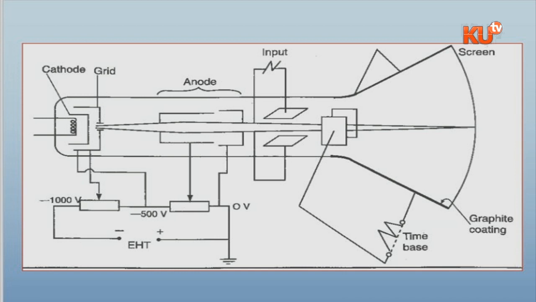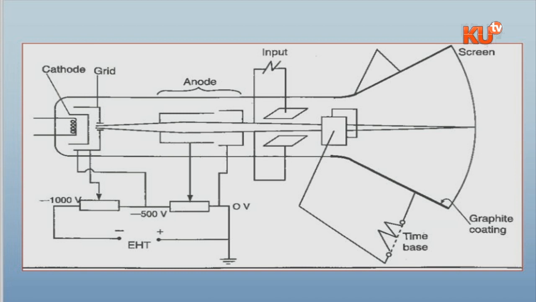When you move on, you have what we are calling the deflection system. You can see some plates there which look like pedals of a bicycle. You can see them where there is the input and those two pedals there. Those are called the vertical deflection system or the Y plates. Then after the Y plates, on the other side we have the X plates or horizontal deflection system, then the screen.